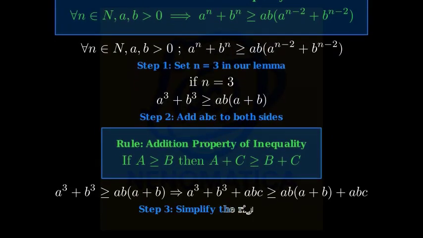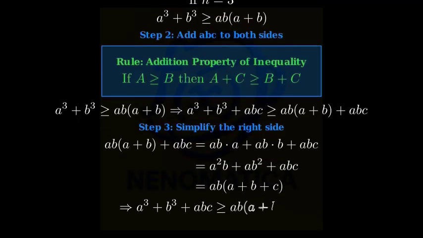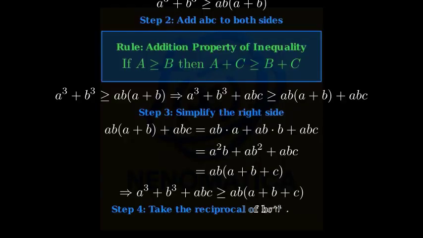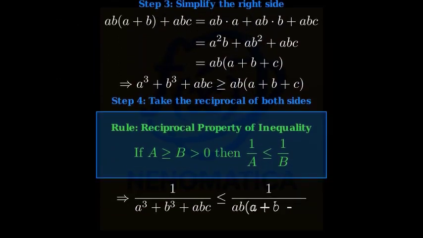Now, we'll simplify the right side of our inequality. ab times the quantity a plus b plus abc equals aba plus abb plus abc, which equals a squared b plus ab squared plus abc. This can be rewritten as ab times the quantity a plus b plus c. The next step is to take the reciprocal of both sides of the inequality. Since we're dealing with positive values and we're taking reciprocals, the inequality sign flips direction.